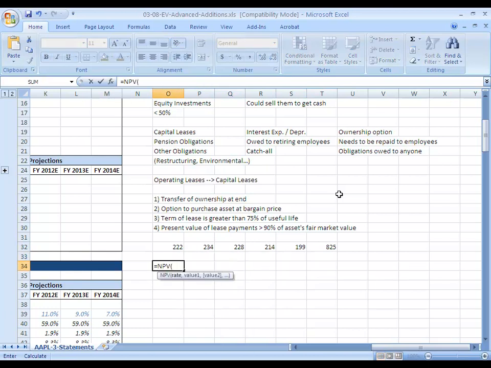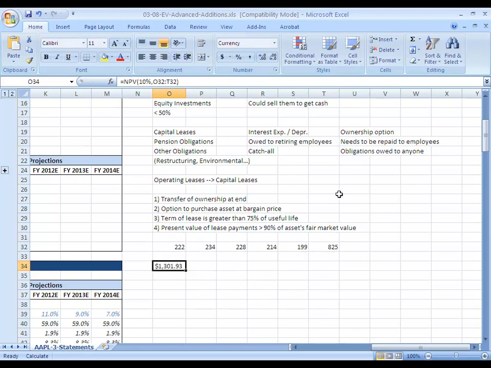We would pick a discount rate. We can just say 10% here. This would normally be linked to our discount rate in our DCF later on. And then we could actually go through and take a look at this. We see the NPV here is 1.3 billion.